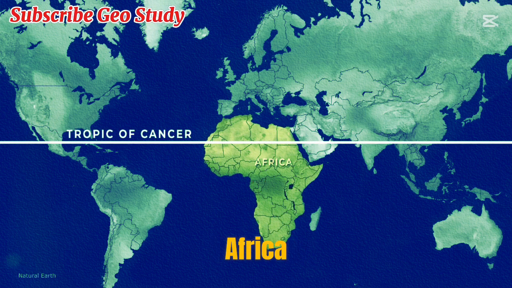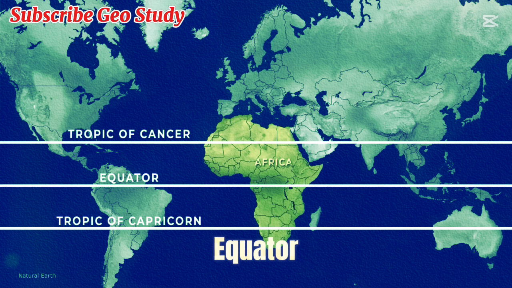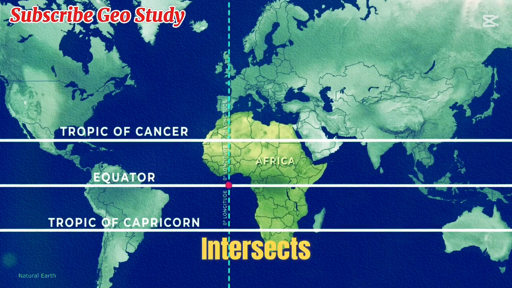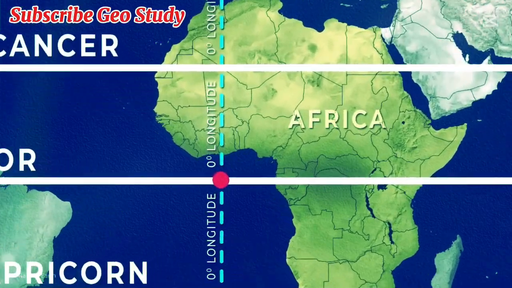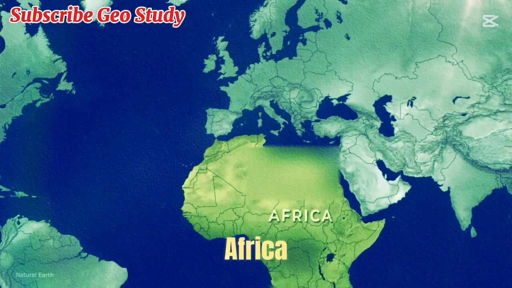Friends, Africa is the only continent in the world through which the Tropic of Cancer, the Equator, and the Tropic of Capricorn all pass. Not only that, 0 degrees longitude also passes through this continent. This 0 degrees longitude intersects the equator in the Gulf of Guinea. This intersection point is about 600 kilometers away from the coast of West Africa.